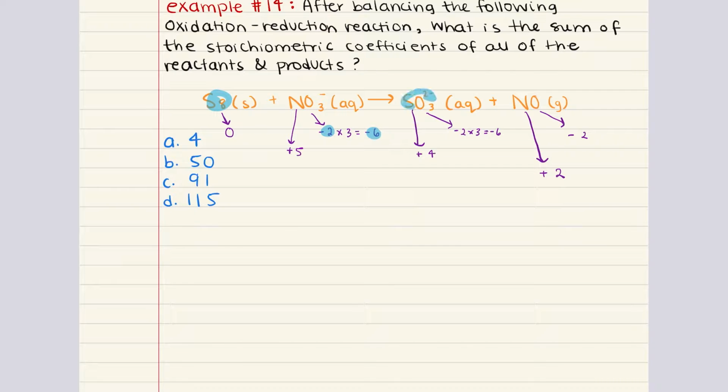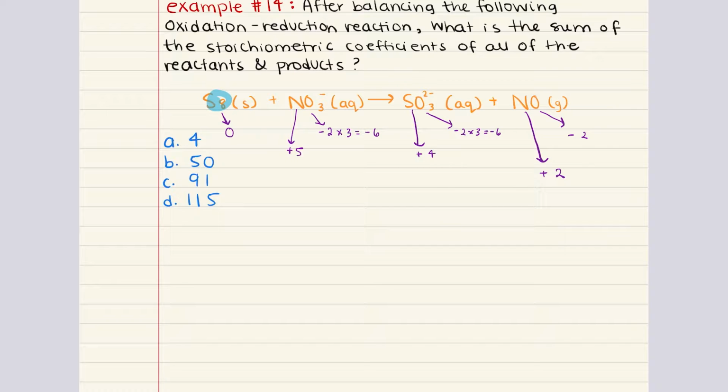Next, we're going to look at our sulfite ion. Here, this has a charge of 2-, so the sum of the oxidation states needs to be equal to -2. Again, here we have oxygen with a -2 oxidation number, and there are 3 oxygen atoms, so we have -6. In order for the sum to be equal to -2, sulfur needs to have an oxidation state of +4. Then last but not least, we can look at nitrogen monoxide. Oxygen here is going to have an oxidation state of -2, so nitrogen will have an oxidation number of +2.